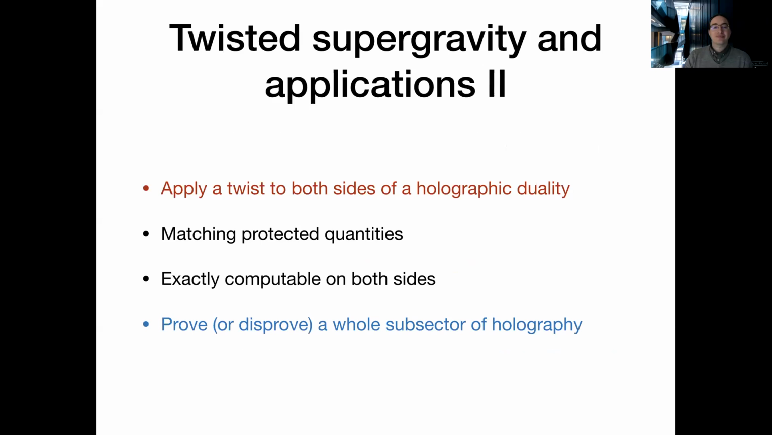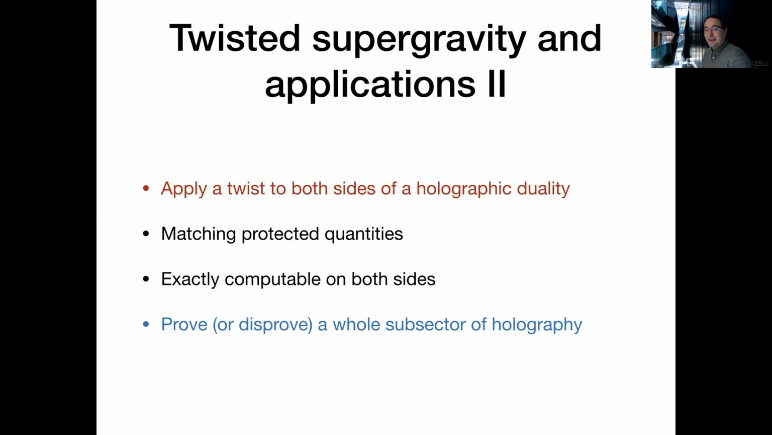Another application of twisted supergravity is to holography. The idea is simple. You just apply the twists to both sides of the holographic duality. And so you obtain some twisted supersymmetric quantum field theory, which should be dual to some special background for twisted supergravity, something analogous to AdS times S. But now both sides of the duality are potentially fully computable. You can just check if this whole gigantic subsector of the holographic duality is correct or not.